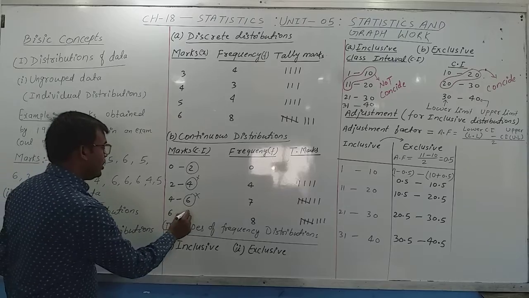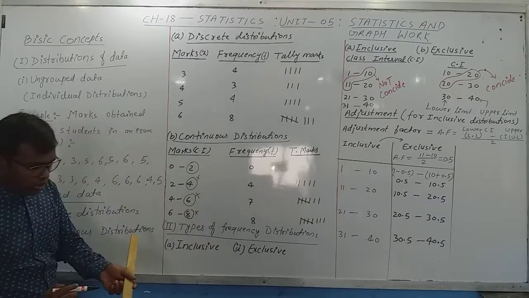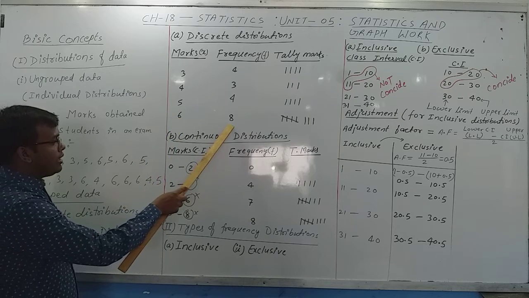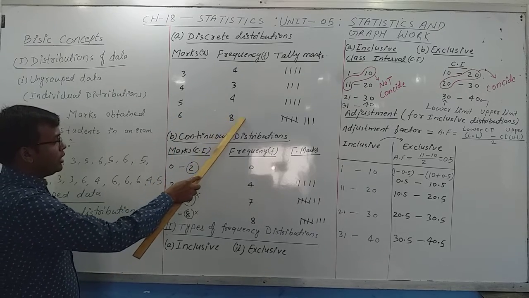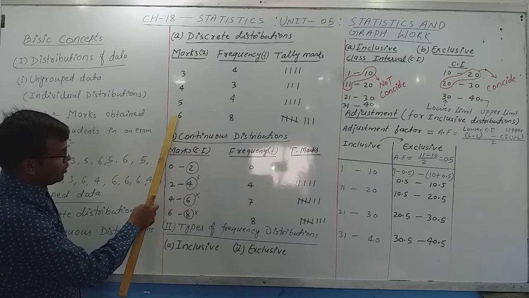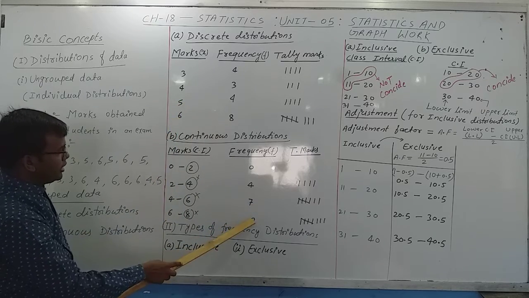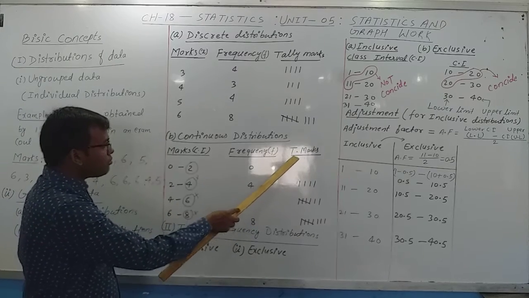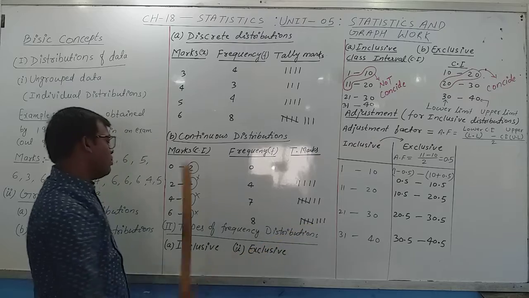8 is not included. That means up to, that means less than 8. That means up to 6. So add them. So this will be only what? 8. Is it clear? So you consider over here, it is the 6 to 8, it is the what? 8. And just it is the tally mark.